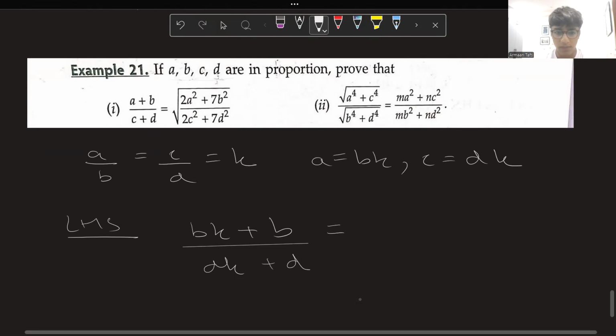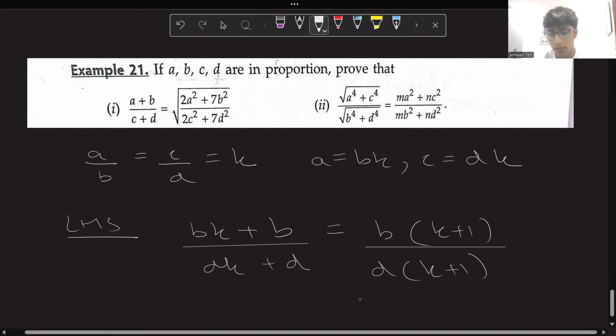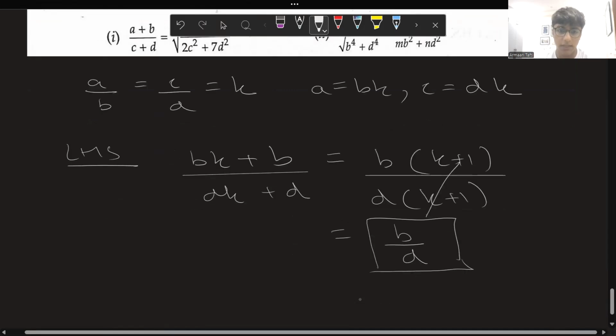And if you further simplify this, take B out common, you get K plus 1. Take D out common, get K plus 1. Cancel them out, and you get B over D. Okay? Square this, and let's solve the RHS.